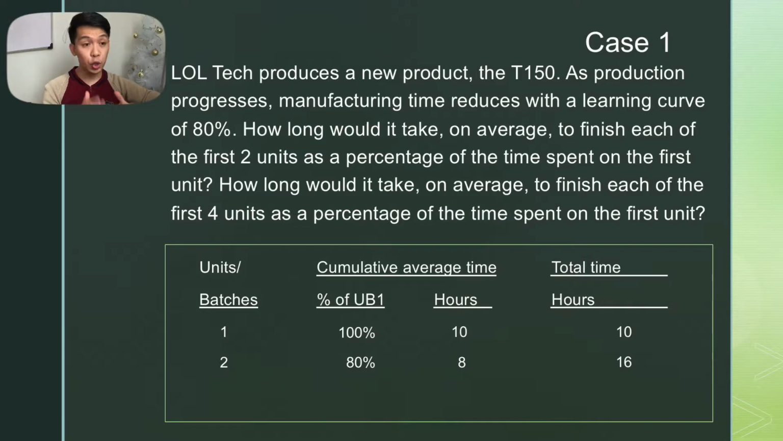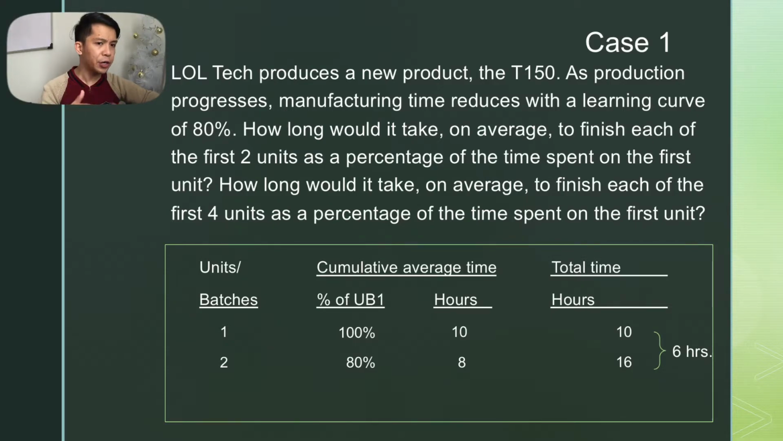Should we want to know the time needed to complete only the second unit, what we can do is to look for the added total time from first unit to the second unit. From 10, in producing the first unit, it becomes 16. We would say that the second unit would consume 6 hours. So, I have just demonstrated what it means to say it's the cumulative average time.